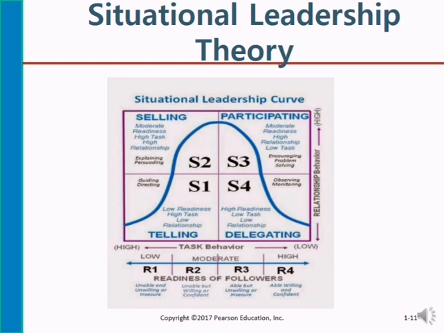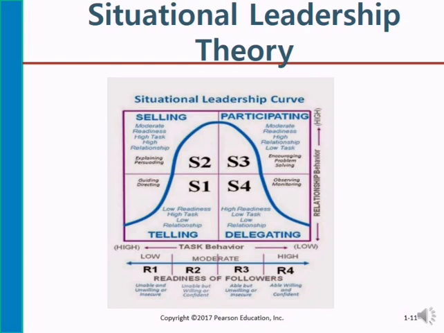Next, if the followers are at the R3 stage, which is able but unwilling, the participating style, where the leader will encourage the employees a lot to be involved in problem solving, would be the best. And if the employees are at the R4 stage, which is able, willing, and confident, the delegating style, which involves a lot of observation and monitoring, would be the most suitable for these employees.